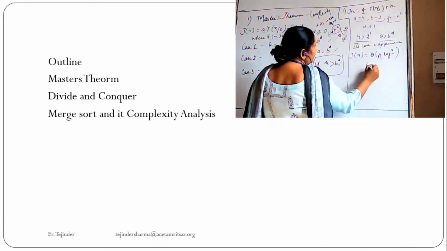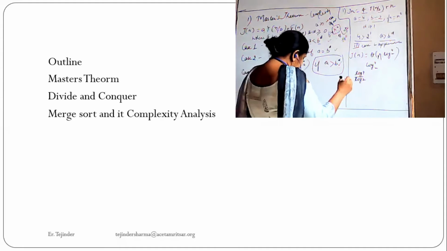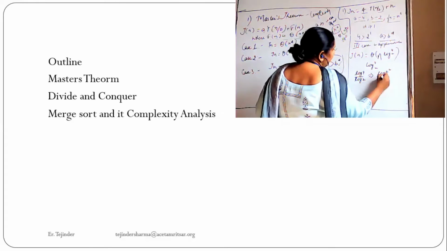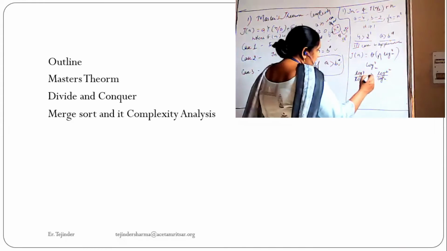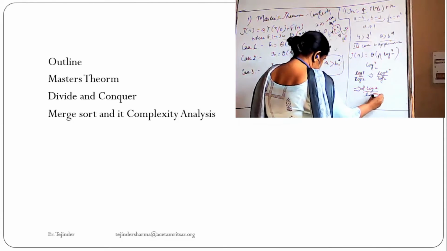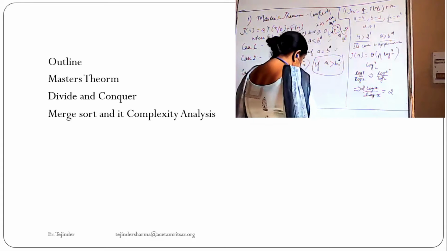Log 4 base 2 means log 4 will be divided by log 2. What it gives me? It is equal to log of 2 square divided by log of 2, which will give me 2 log 2 divided by log 2. Fine. This cancels out and this gives me 2.